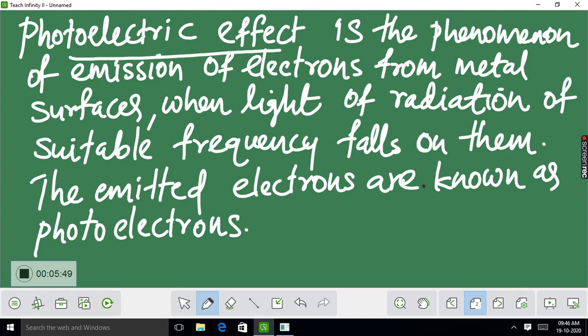Philip Lenard failed to explain this phenomenon of photoelectric effect. A few years later, in 1905, Albert Einstein realized that this photoelectric effect could be understood if the energy of radiation is concentrated in small packets called photons. Photon means light quantum. The term photon was coined by a chemist, Gilbert Lewis, in 1926. With this idea, Einstein explained the photoelectric effect on the basis of quantum theory of radiation. For this, Einstein was awarded the Nobel Prize.